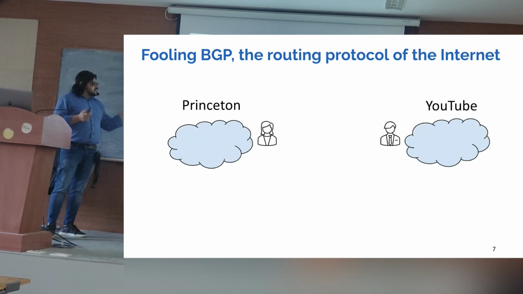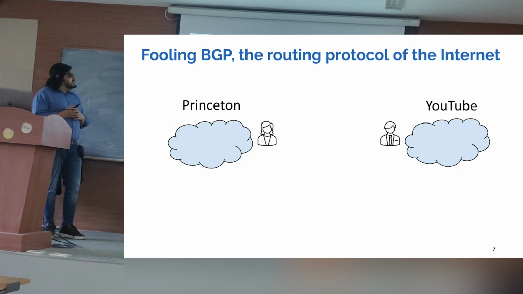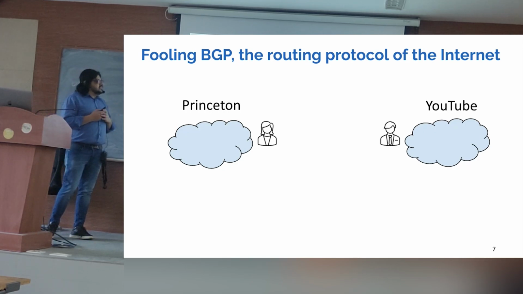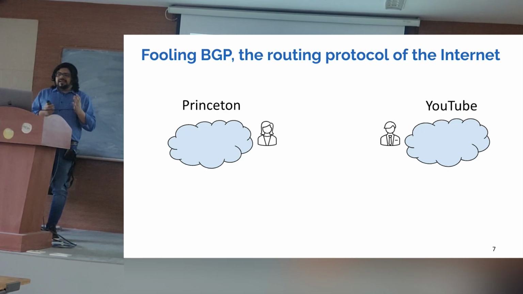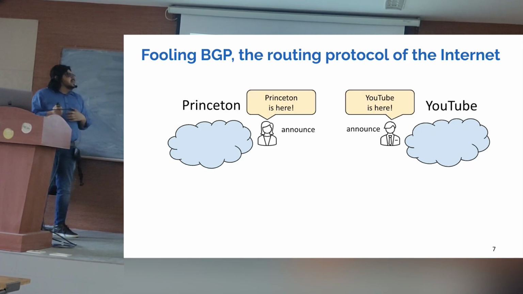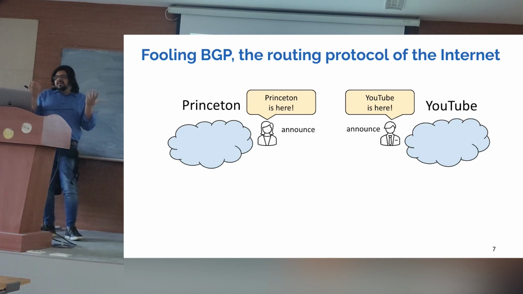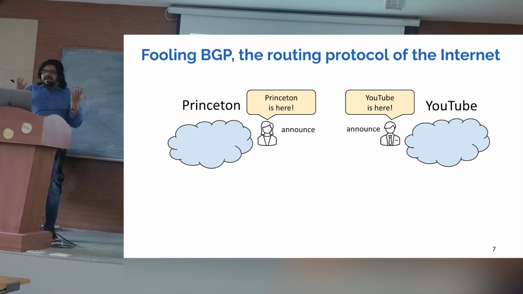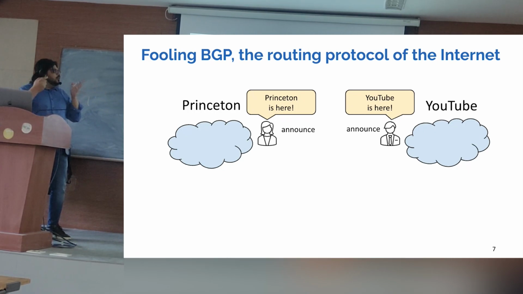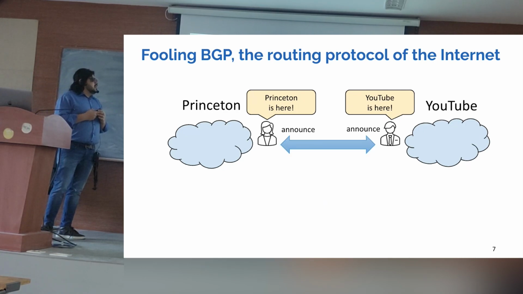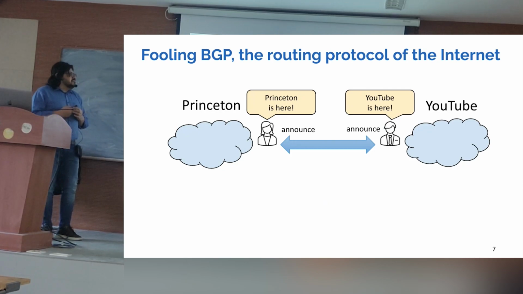So the way this particular attack can work is by fooling BGP, which is the routing protocol of the internet. How BGP generally works is that, say, there is a client at Princeton talking to the YouTube server, and then they announce each other's location, sort of. They actually announce the IP prefixes that are allocated to them. And so Princeton will say, hi, I'm here. YouTube will say, hi, I'm here. They both know each other's information. And then information flows across the globe to reach them.